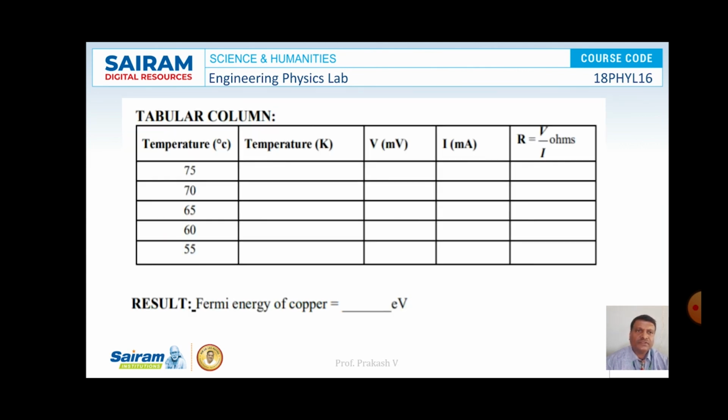And finally the Fermi energy of the copper is calculated using the formula given and will be entered as a result. That is, Fermi energy of copper is equal to so many electron volts.